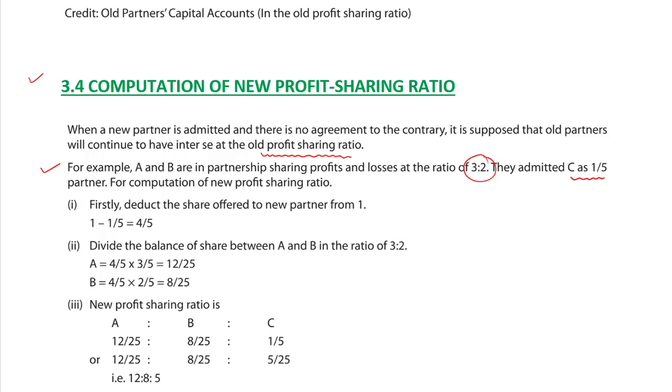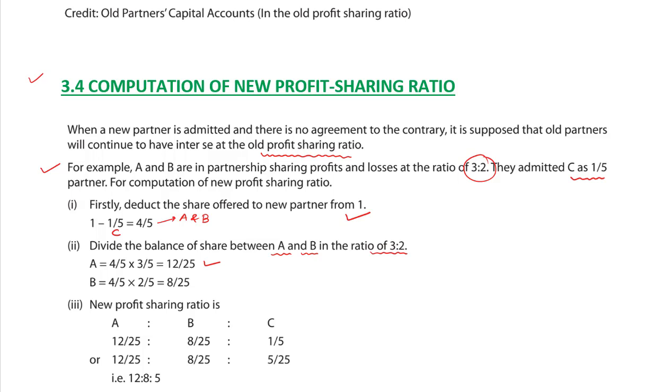For computation of new profit sharing ratio, firstly, deduct the share offered to the new partner from 1, that is 1 minus 1/5. 1/5 is the share of C, 4/5 is the combined share of A and B. Divide the balance of share between A and B in the ratio of 3:2, that is A's share 4/5 multiplied by 3/5, that is the old profit sharing ratio 3:2.